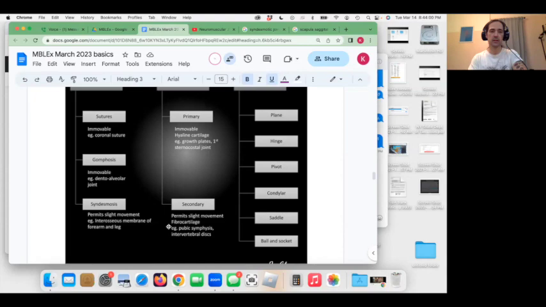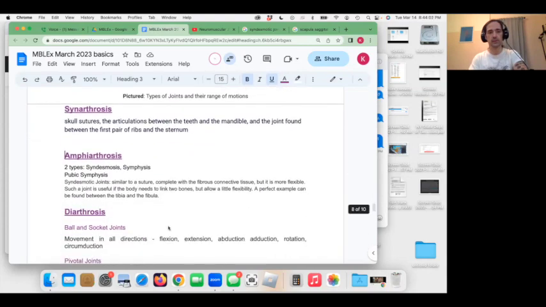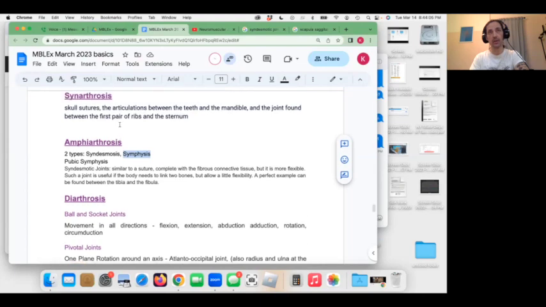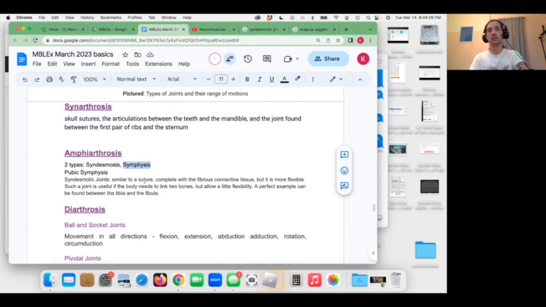symphysis joints, and if you go down a little bit further into the notes, you see under amphiarthrosis, you see symphysis joints, and then where is it listed down here? I don't see it down here, but that's okay. All right, symphysis joints. So that's the pubic symphysis and the intervertebral joints. Discs. Hopefully you guys know that it's intervertebral joints, intervertebral discs.